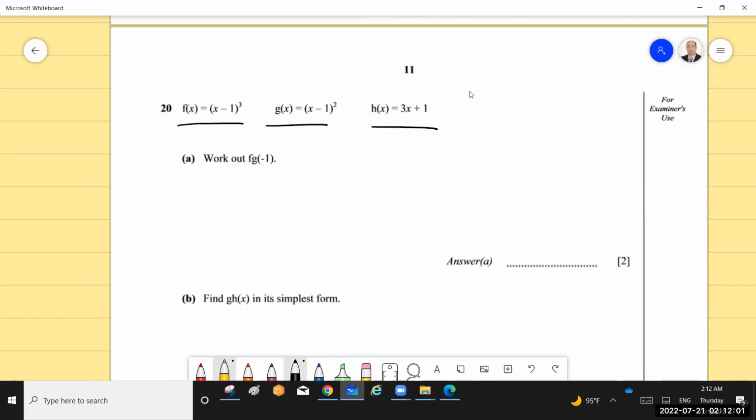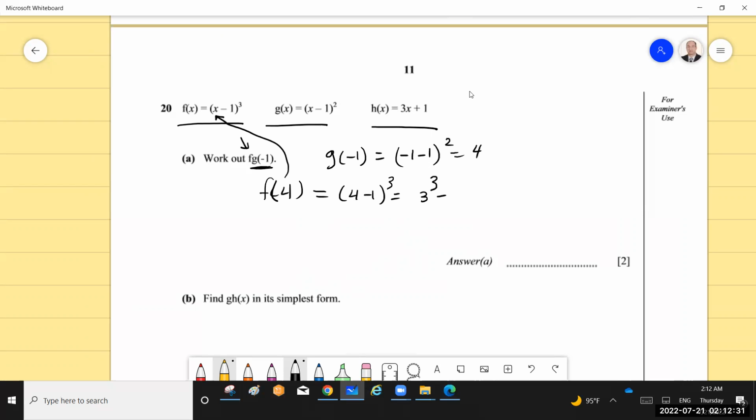Next question, I have 3 functions, f, g, and h, okay? Work out f of g of negative 1. First, you can solve g of negative 1 first, okay? Go to the function g, and negative 1 minus 1 all squared gives you 4. And after that, you calculate f of 4 because you already calculated g of negative 1. Just make it the input value in the function f. So if you put 4 here instead of x, you have 4 minus 1 all cubed. 3 cubed is 27. Okay.